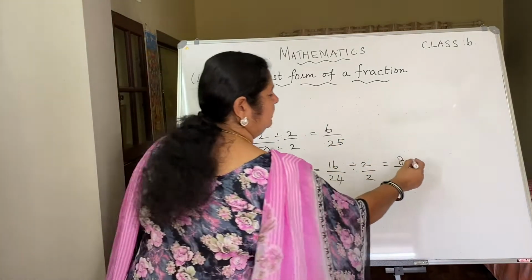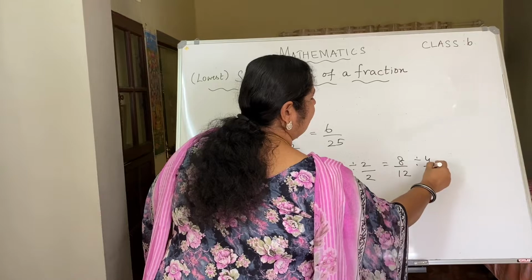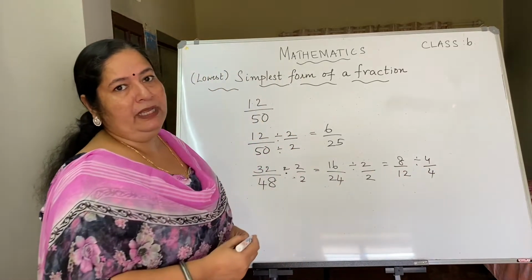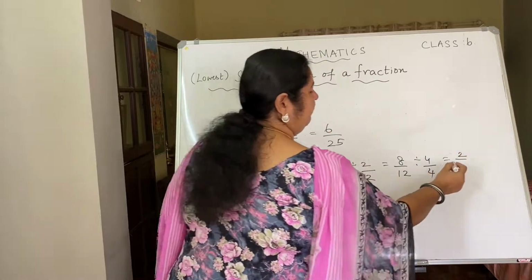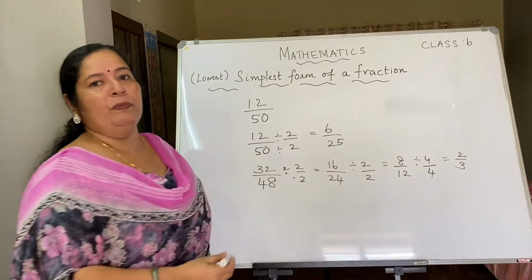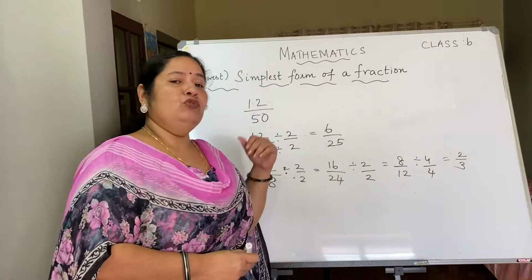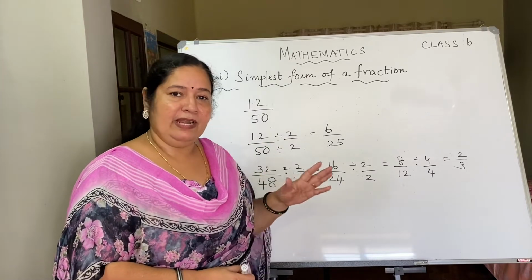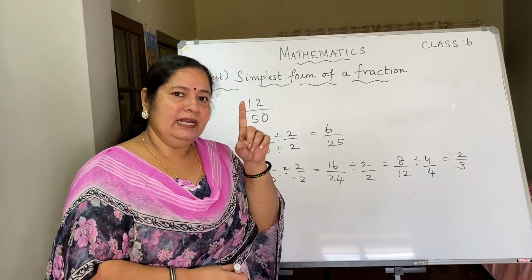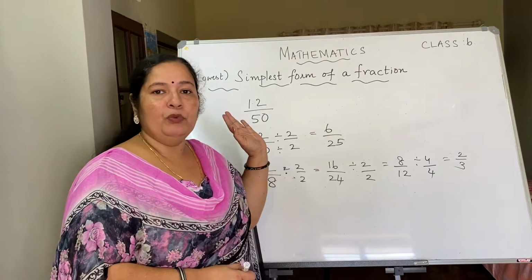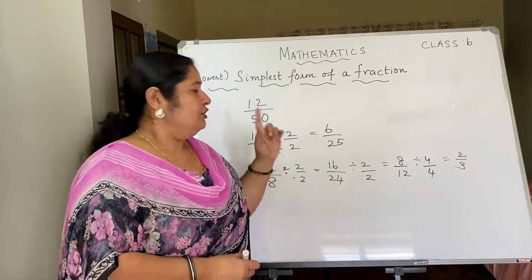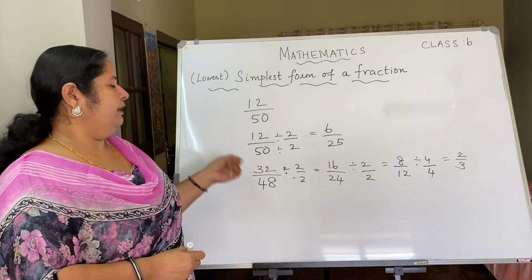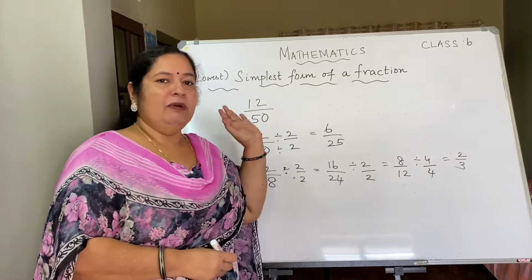So 8 divided by 4, 12 also divided by 4. 8 divided by 4 is 2. 12 divided by 4 is 3. 2 by 3. Now 2 by 3, they are having only 1 as their common factor, or they are co-primes. So further we cannot reduce it. So the reduced form of 32 by 48 is 2 by 3.